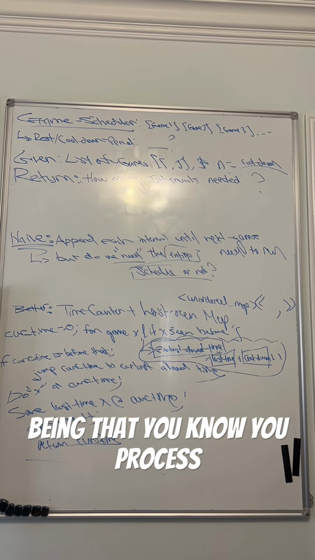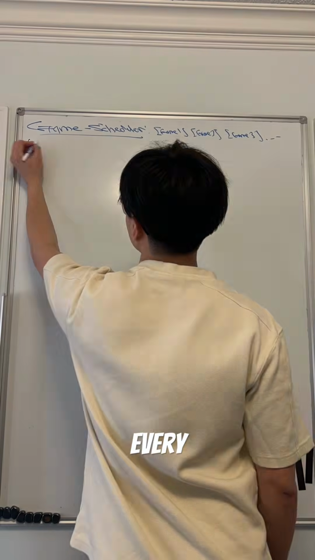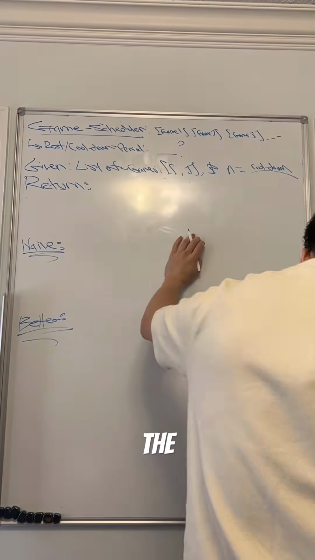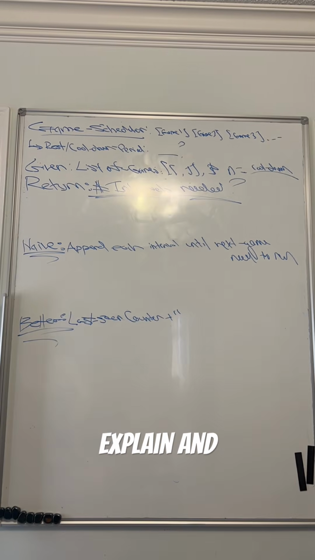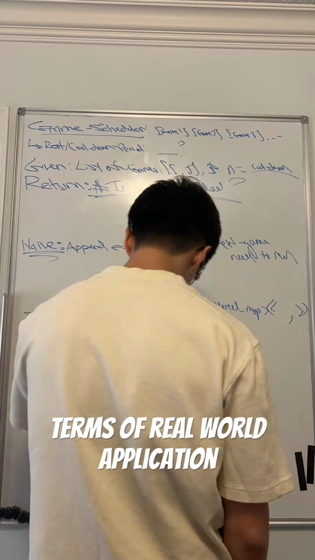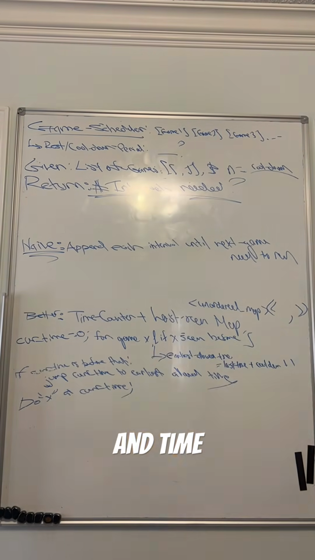Core idea being that you process the tasks in order. We keep this counter example. Remember every single game that last needed to run. And then whenever the cooldown period blocks us, we are going to jump the clock to that given game. So I also want you to explain and thoroughly elaborate on which idea is better in terms of real world application. And aside from real world application, give me sort of space and time.